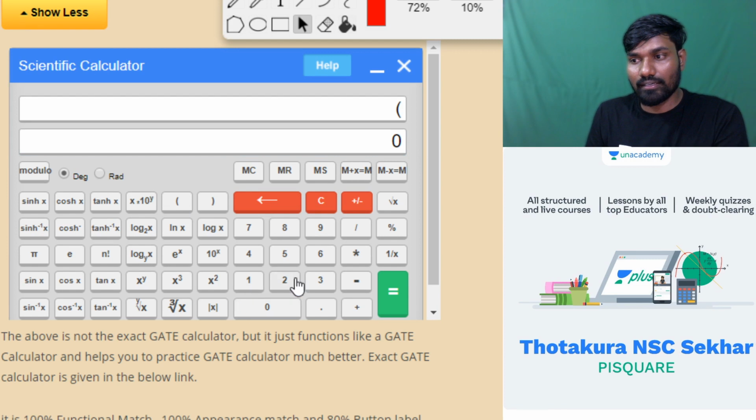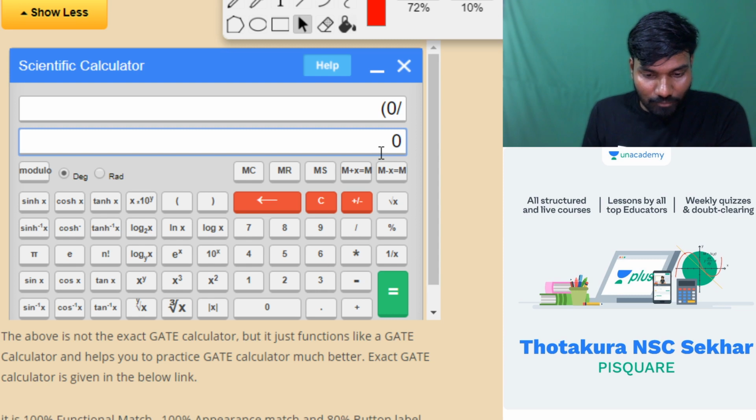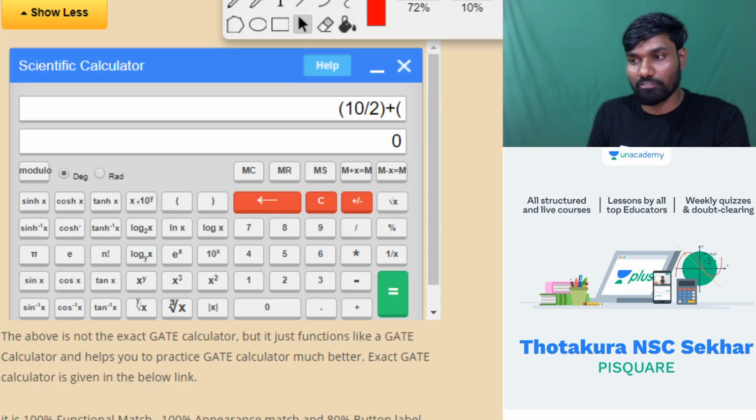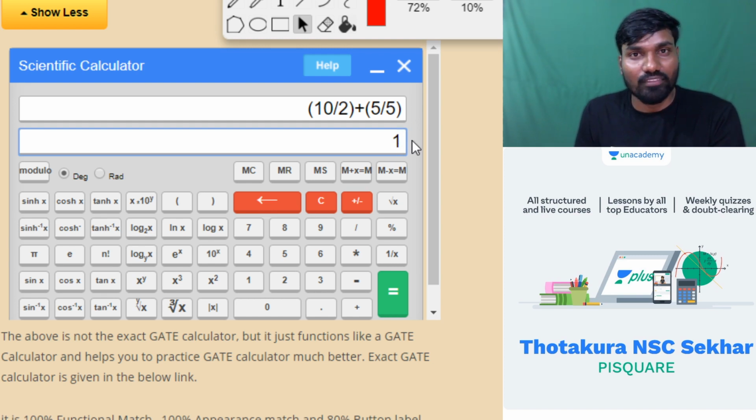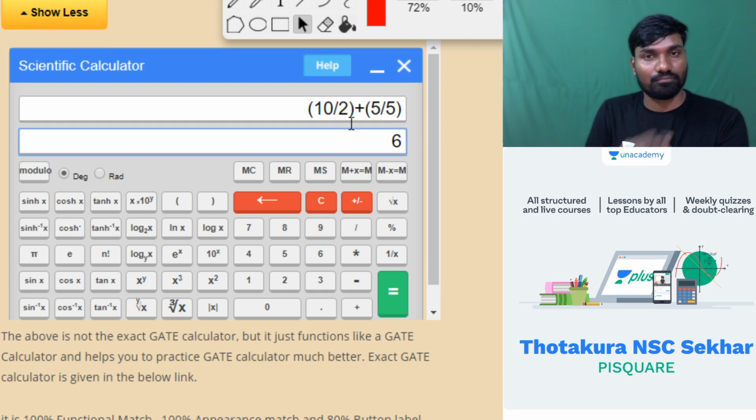Open the bracket. 10 by, again see here, I entered wrong. Please make the video short, it's not possible. Making the video short means I'll miss some things, definitely. 10 by 2 plus, what is the next one? Next operation is 5 by 5. Open the bracket. See here, guys, interesting fact. 5 by 5, this is the initial result. To get the final result, at least click twice, that will make it error free. 6 is the answer. Clear with it?